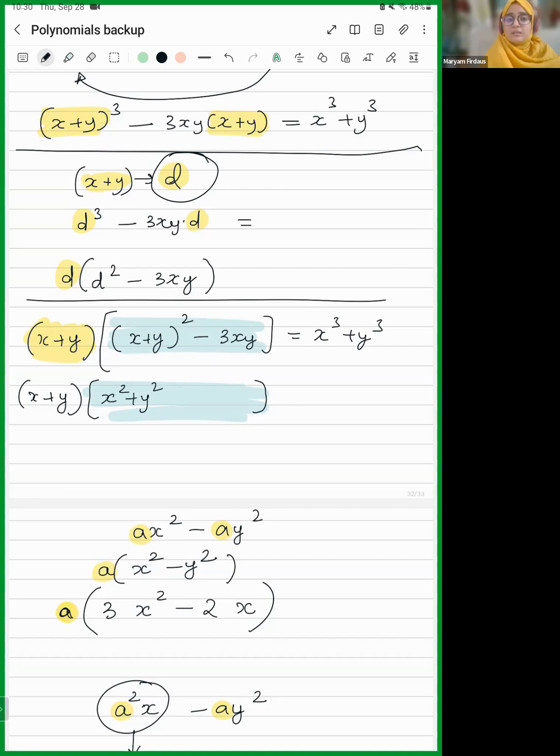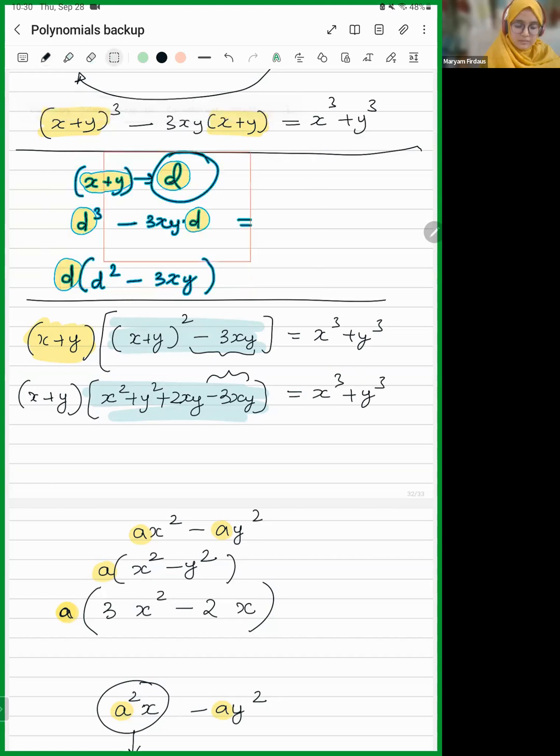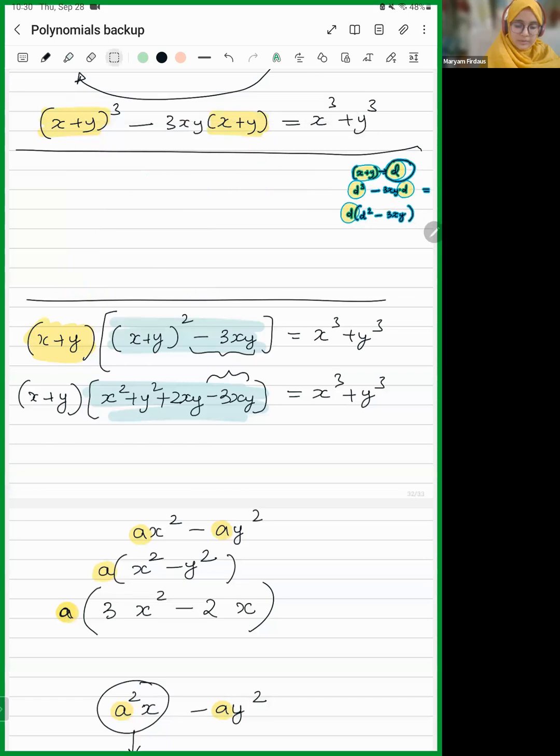Yes, x square plus y square. Then what is x plus y whole square? x plus y whole square is x square plus 2xy plus y square. Now this minus 3xy is left over, so I'm going to write it as it is, no changes. Minus 3xy. This is equal to x cube plus y cube. This is something you're not going to write in your final answer.